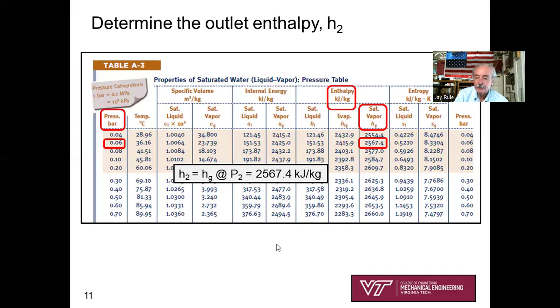Let's work on H2 first. I'll go to the pressure table. I know P2, 0.06 bars. I know it's saturated vapor phase. Saturated vapor, all I've got to do is go and look with my eyes and write down H2 is 2567.4 kilojoules per kilogram. That's Hg at P2. That's pretty easy.